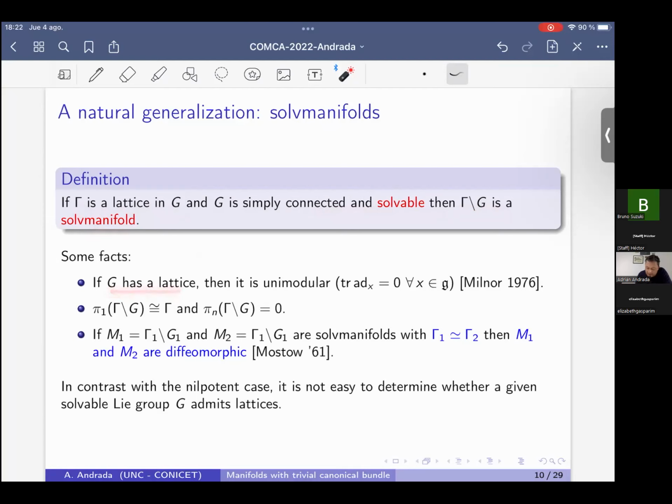If G has a lattice, then it has to be unimodular. The trace of the adjoint operators is always 0 in the algebra. This is the same as before. The fundamental group is isomorphic to the lattice. All the other homotopy groups are 0. And if two solvmanifolds have isomorphic fundamental groups, then in fact they are diffeomorphic. This is a very strong result of Mostow.